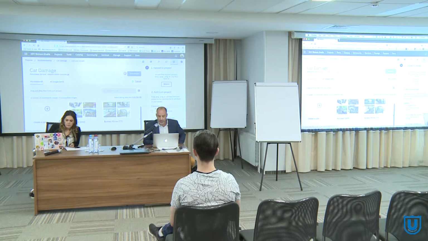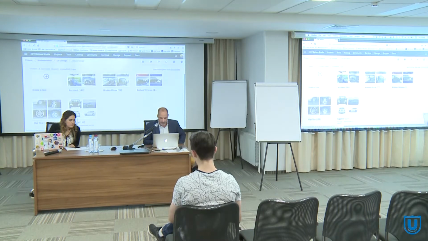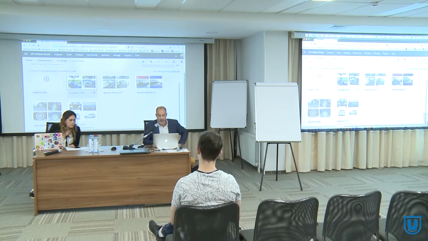So I've built what we call classes. I've built different classes: an accident class which has 245 images of car accidents, a broken mirror class, a broken windshield class, a flat tire class, and a negative class.